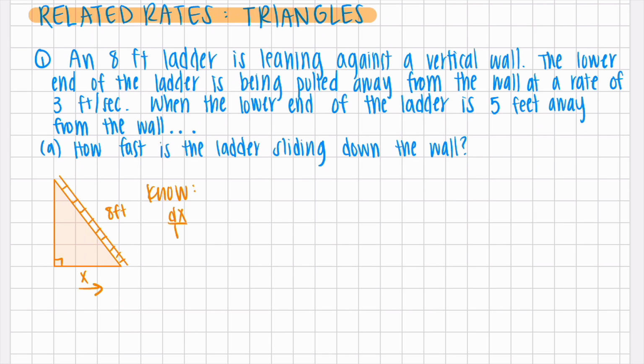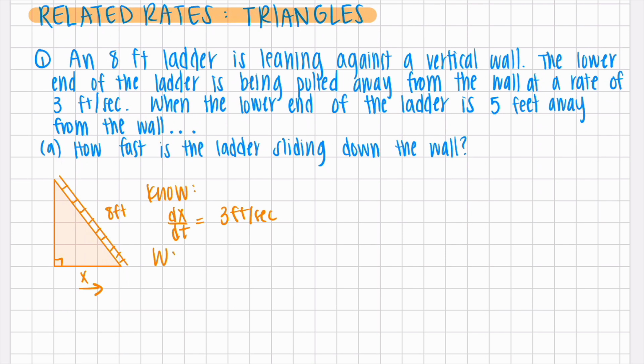So we know dx/dt is 3 feet per second. And since the ladder is being pulled away from the wall, dx/dt is going to be positive because this length of x is increasing. Then it says when the lower end of the ladder is 5 feet away from the wall, and then letter A, how fast is the ladder sliding down the wall?